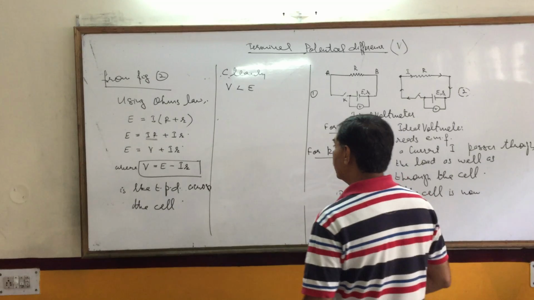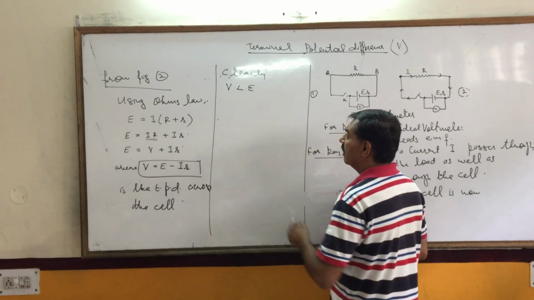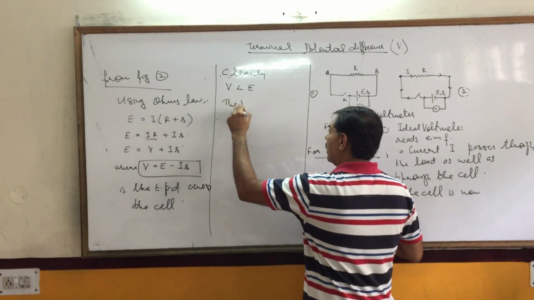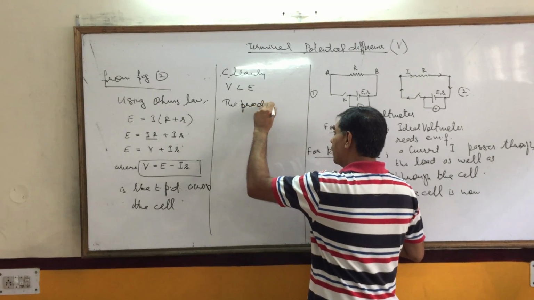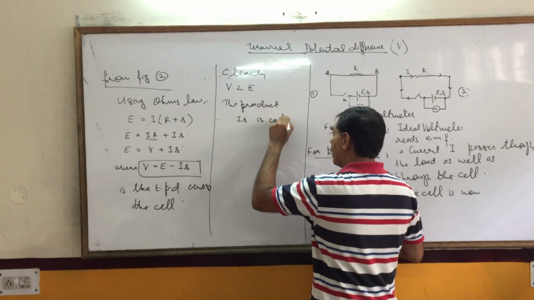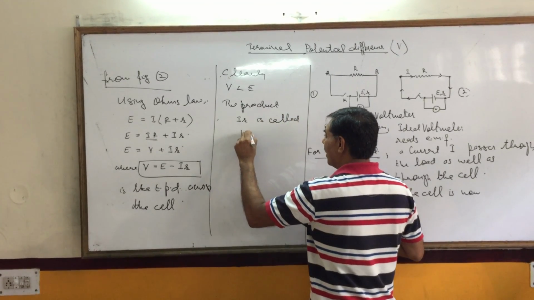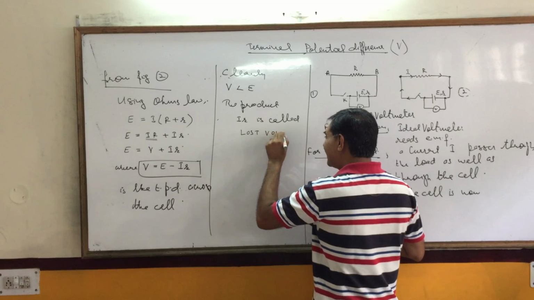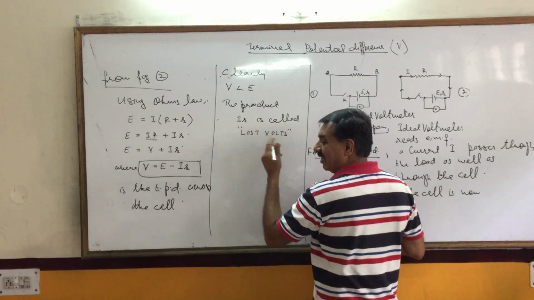The product I into r is called lost volts.